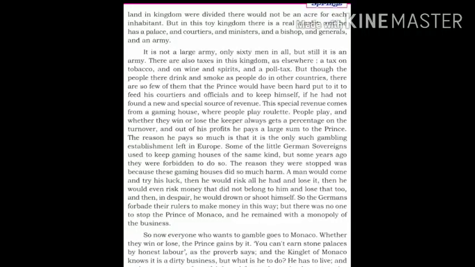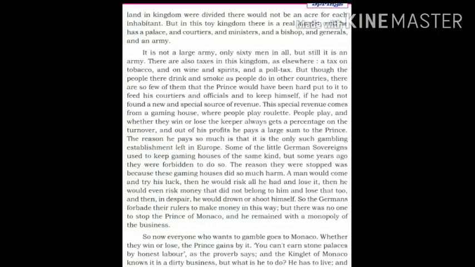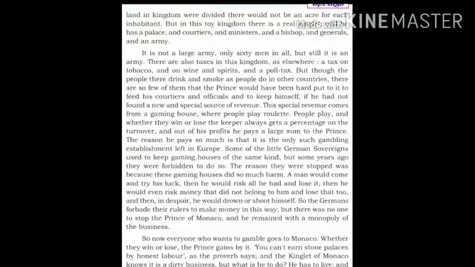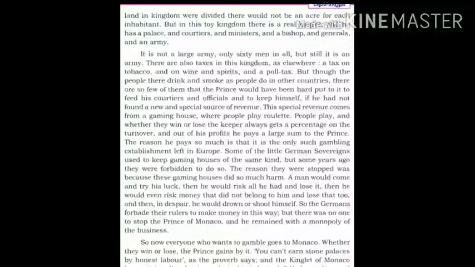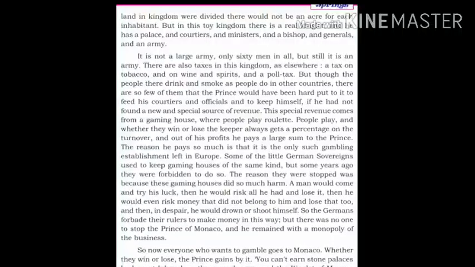Whatever the royal kingdom has, he has everything. So it is not a large army. Only 60 men in all. Make an underline. There are only 60 men. Make an underline. In your examination, they might ask what was the strength of the army of Monaco? At that time you should mention only 60 men. Okay.